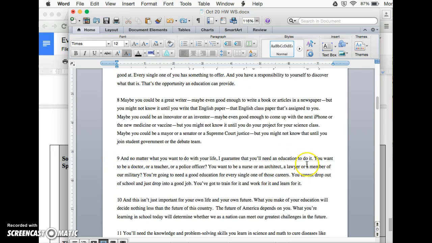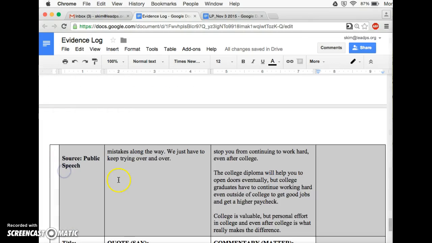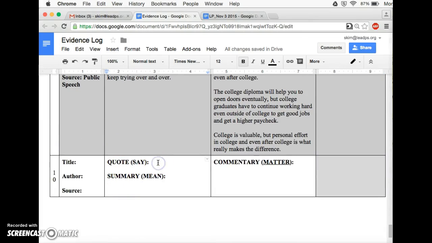You want to be a doctor or a teacher or a police officer. You're going to need a good education for every single one of those careers. You cannot drop out of school and just drop into a good job. You've got to train for it and work for it and learn for it. I really like this. I think that this is really powerful. Okay, so I'm going to take this, I'm going to add it to my evidence log.